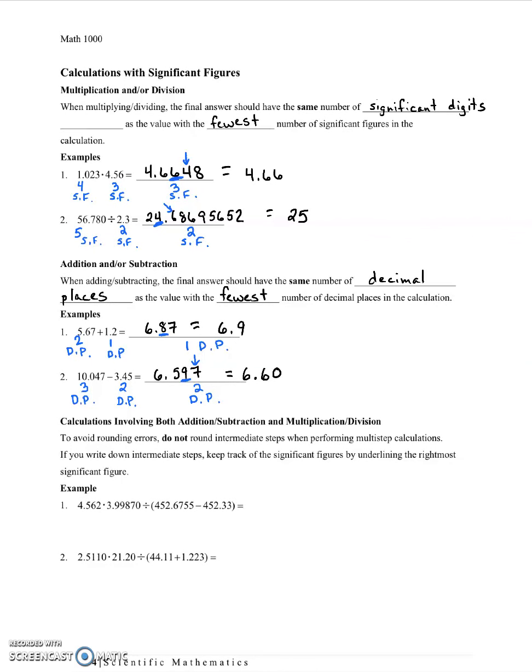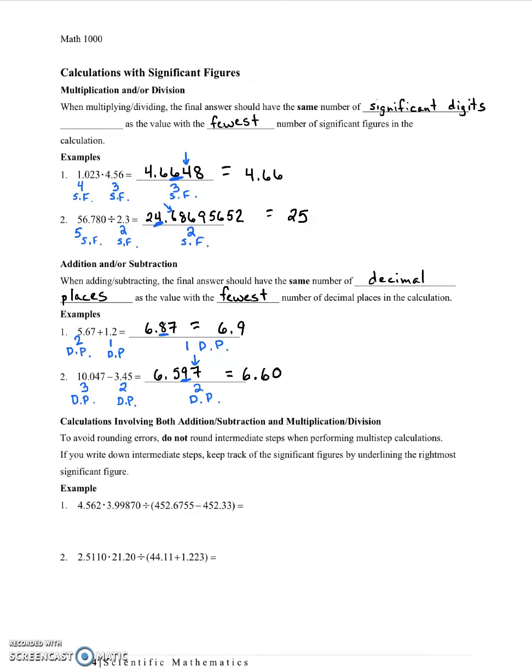Okay, so what happens when you do both addition and subtraction and multiplication and division all within one problem? Well, we want to avoid rounding errors, so we never round intermediate steps. Always carry the full number of decimal places. And to keep track of the significant figures, you can just underline the rightmost significant figure.